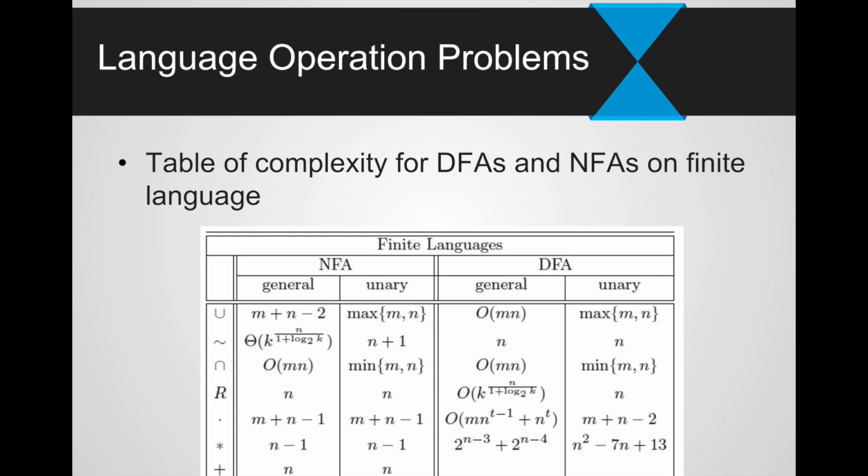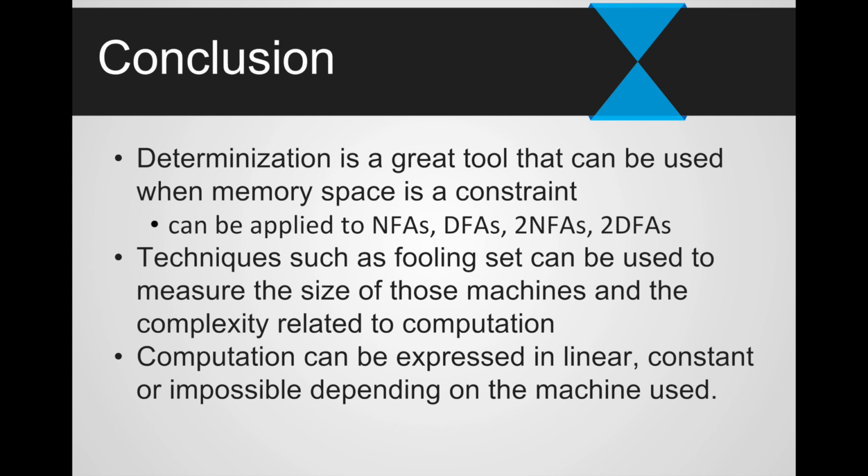Here's a table demonstrating the complexity for DFAs and NFAs on finite languages. And in conclusion, determinization is a great tool that can be used when memory space is a constraint. It can be applied to NFAs, DFAs, two-way NFAs, and two-way DFAs. Techniques such as the fooling set can be used to measure the size of those machines and the complexity related to computation. Computation can be expressed as linear, constant, or impossible depending on the machine used.